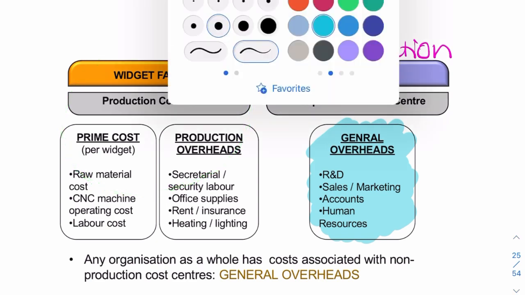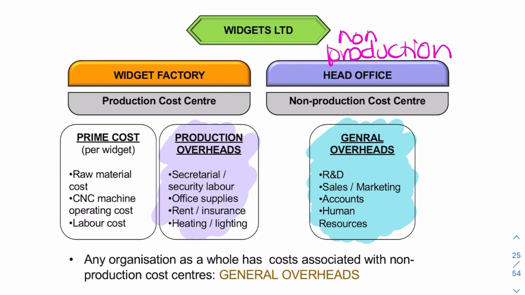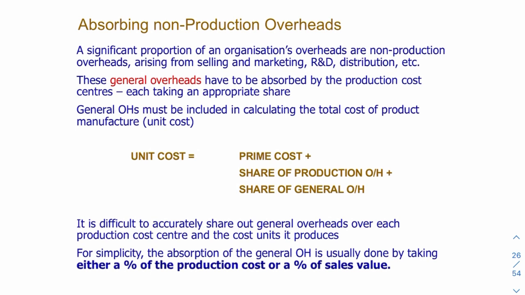So we have two different types of overheads. We have the production overheads, and we've spoken about the different overhead absorption rate bases, OAR bases. Now we're going to talk about the general overheads. How are these general overheads absorbed? Remember how I said that the unit cost for my cup of coffee or my widget will consist of my prime cost plus my overheads. Now I need to split that into production overheads and general overheads.